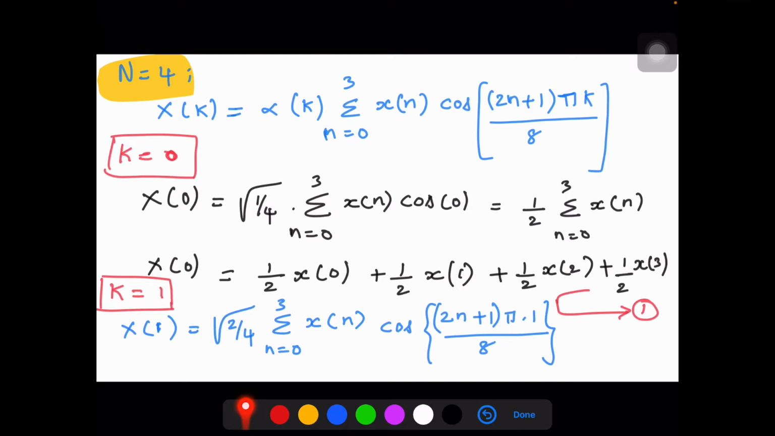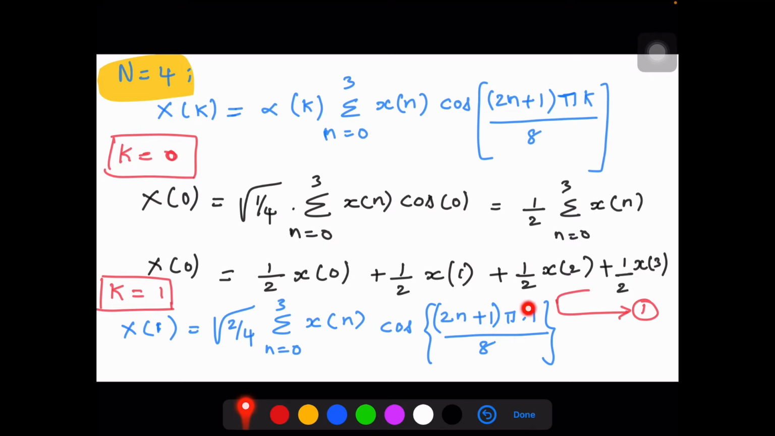So let's take first k equal to 0. X(0) is alpha(k) equal to square root of 1/4, summation n equal to 0 to 3, x(n) into cos. I'm just replacing N equal to 4 here, so 2N becomes 8. Substituting that, for k equal to 0 we get just the coefficients: 1/2 into x(0) plus 1/2 into x(1) plus 1/2 into x(2) plus 1/2 into x(3). I'm just trying to expand the value for X(0). Similarly for X(1), X(2) and X(3). So for X(1), just substitute k equal to 1 in that place.